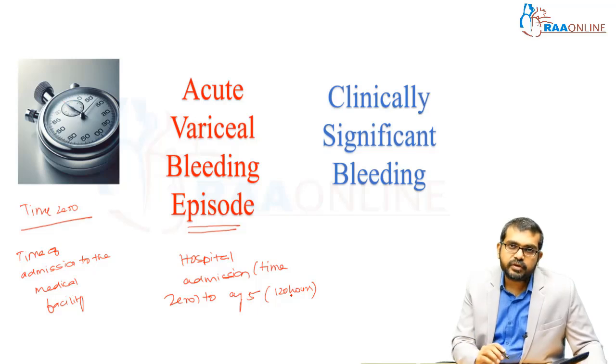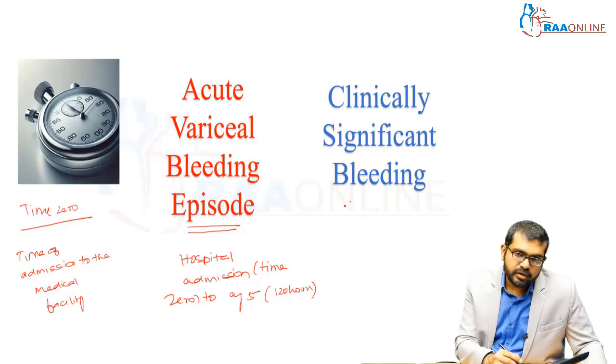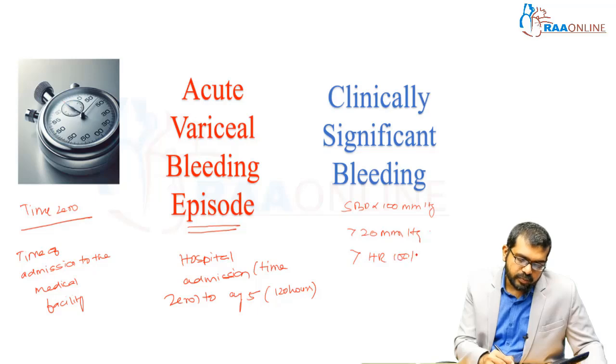What is clinically significant bleeding? It means probably the quantity of bleeding is more. Either the patient can have hypotension, so your systolic blood pressure is less than 100 mm of mercury, or if it is not a frank hypotension, probably you can have a postural syncope, so posture associated change in blood pressure of more than 20 millimeters of mercury, or you can have a compensated shock in the form of tachycardia, heart rate of more than 100 per minute.